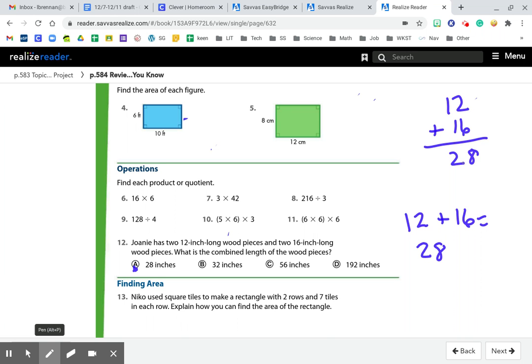Nico used square tiles to make a rectangle with 2 rows and 7 tiles in each row. So he's making a 2 by 7. Explain how you can find the area of the rectangle. So we have 2 rows, and there's 7 tiles in each row. So we can use multiplication to find our squares. It just says square tiles to make a rectangle. We don't really know what the units are, so we could say it's 14 tiles.